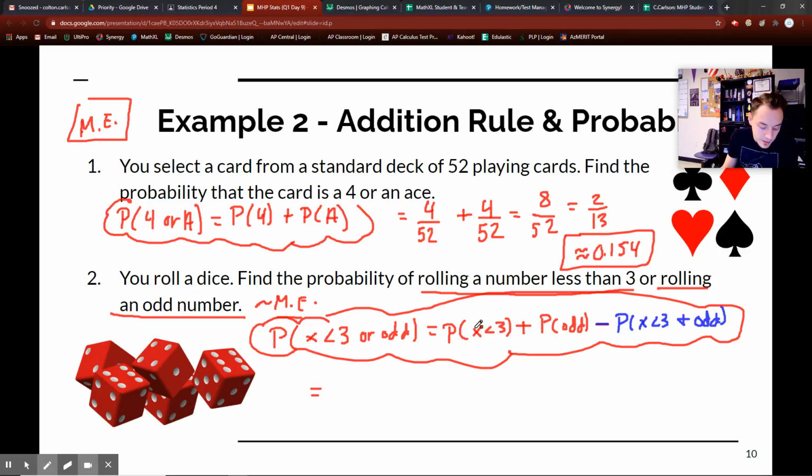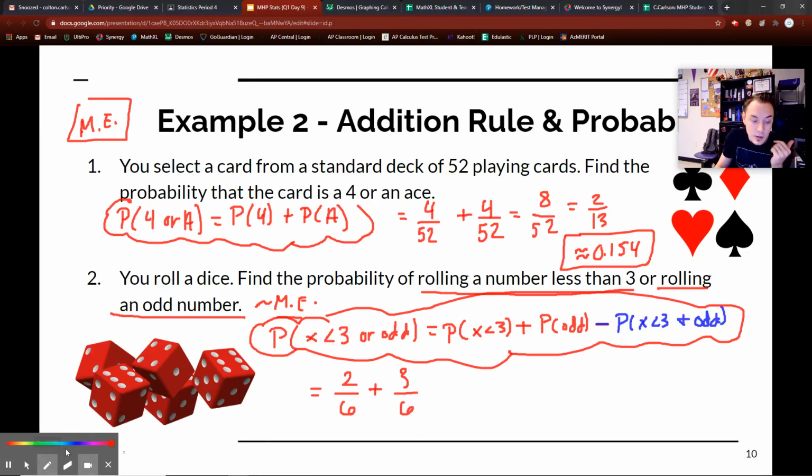So what's the probability of a number less than 3? Well, name it out: you have 1 and 2. Is it including 3? No, it's not including 3. So it's 1 and 2, which means I have only 2 options out of 6. So 2 out of 6 plus. What's the probability of an odd number? The probability of an odd number is 3 out of 6. So I'm going to do 3 out of 6.